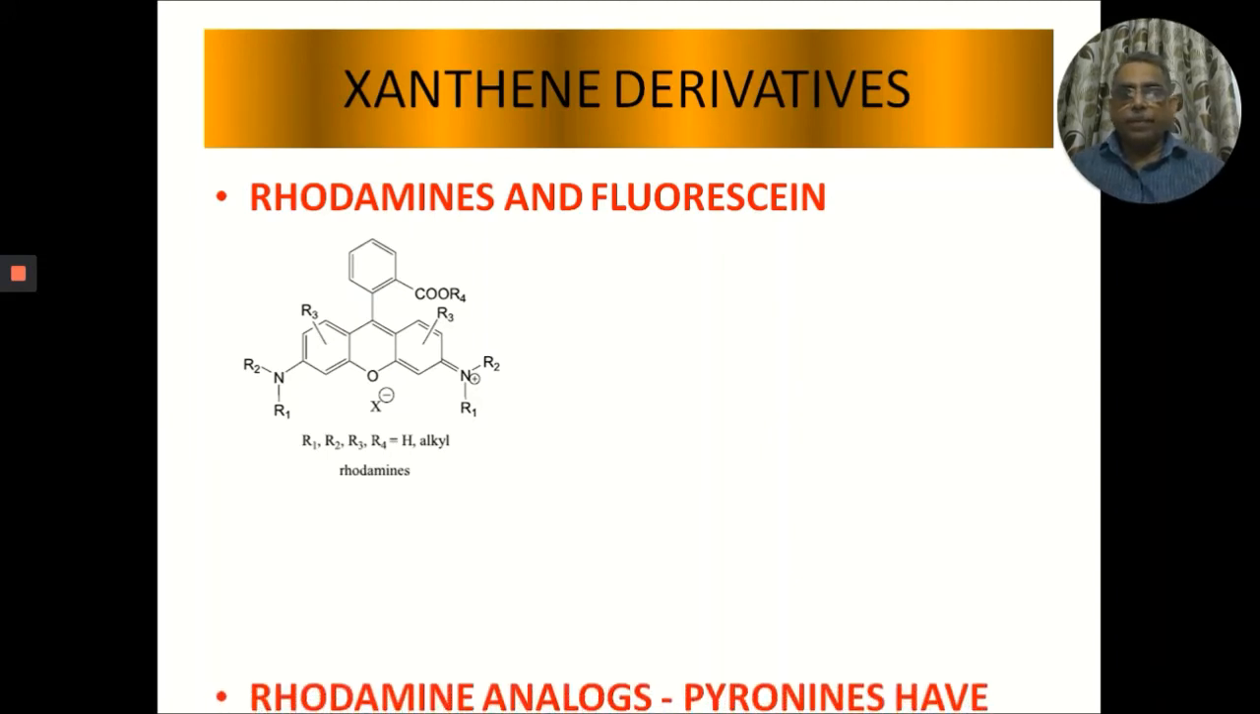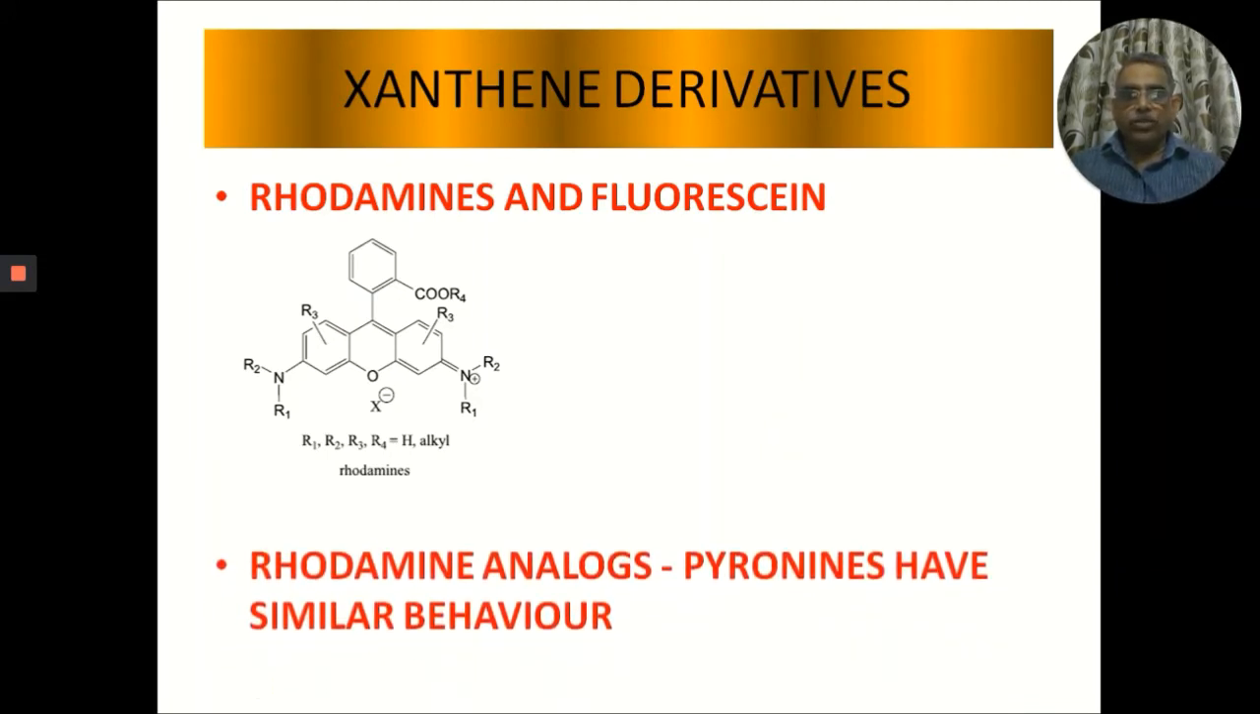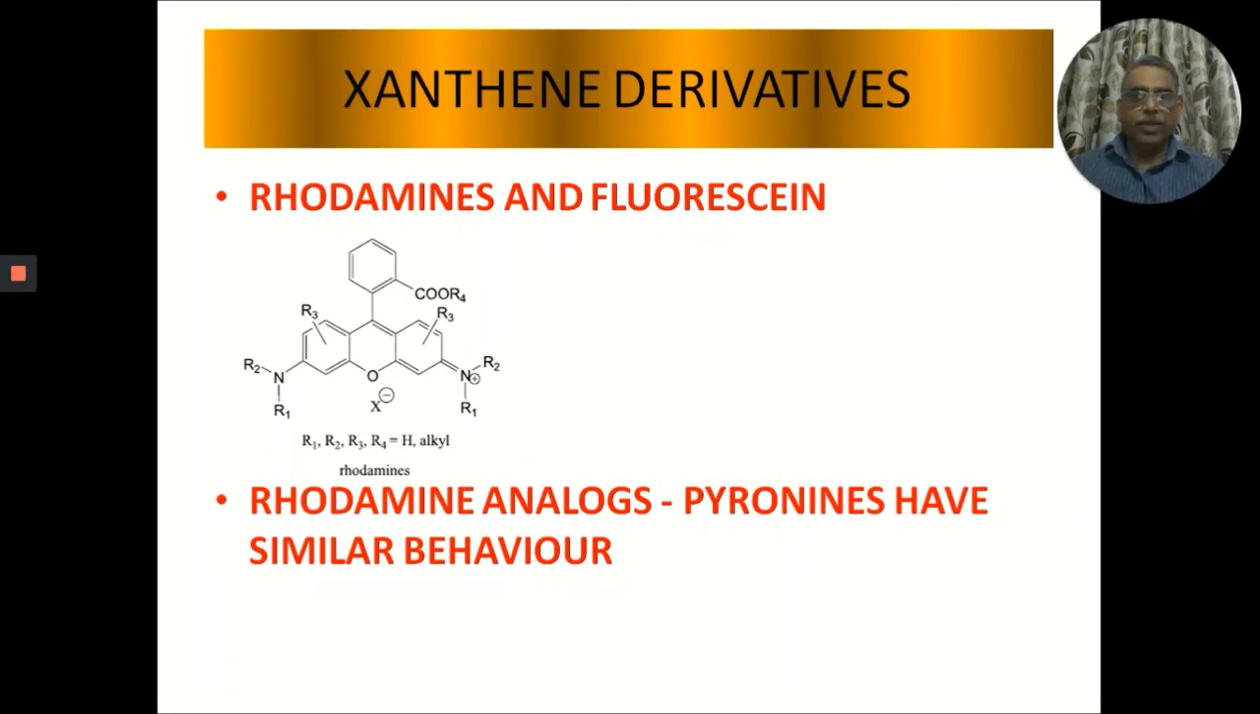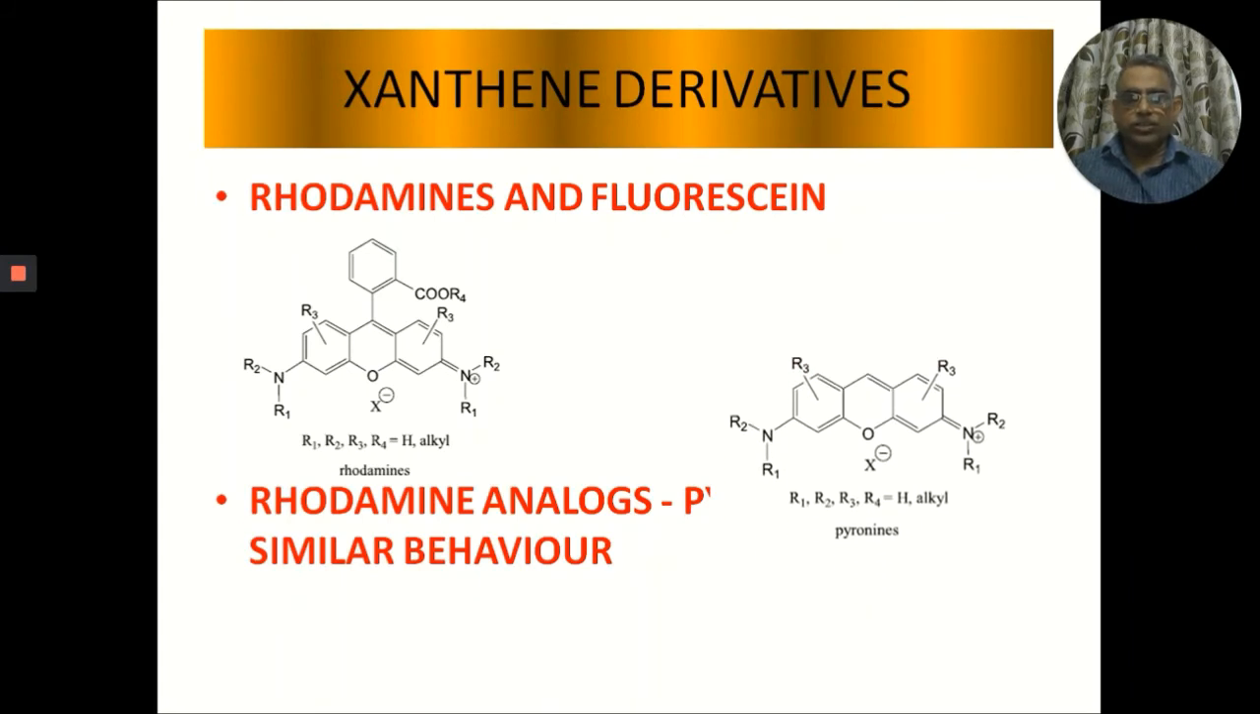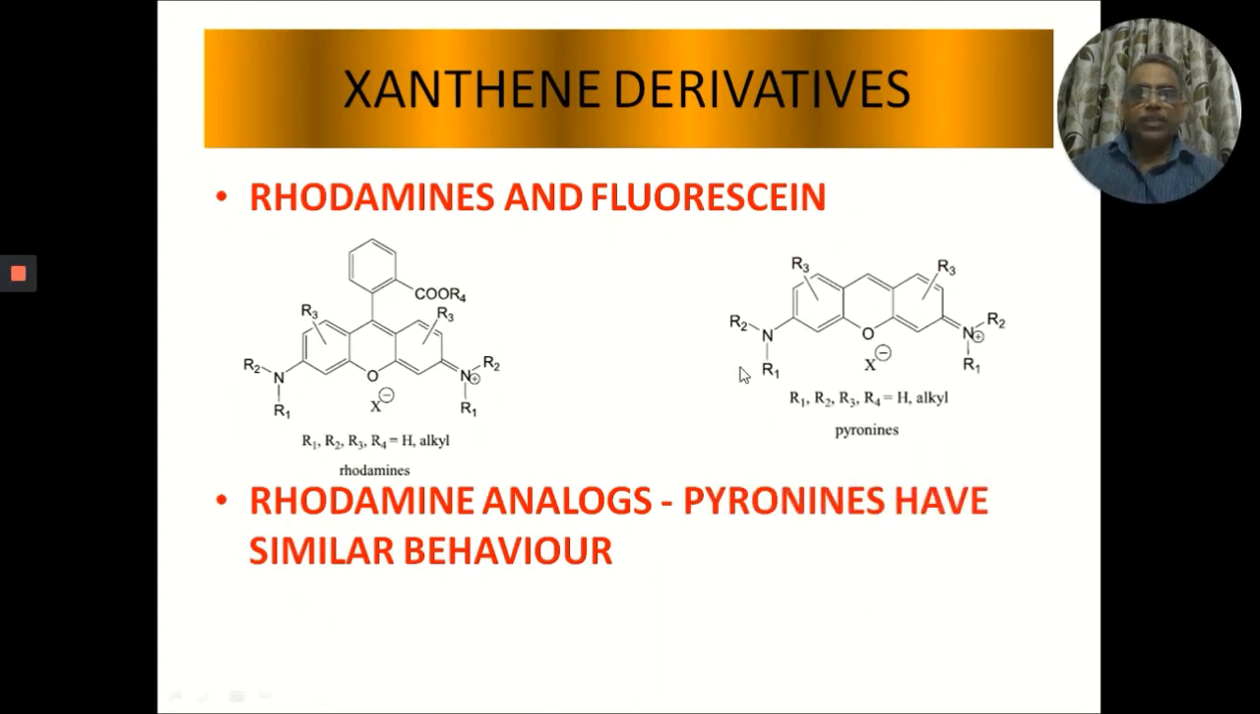Now if you look at the rhodamine analogs like pyranines, they also have a similar structure and similar fluorescent features. The only difference between rhodamine and pyranines is that you do not have the phenyl ring in this group. The rest remain the same, so it does not influence the fluorescent behavior much. Fluorescence is basically coming from the heterocyclic nitrogen electron donor groups and the acceptor groups that you have. That is the reason why the fluorescence is not influenced much by your phenyl group substitutions.